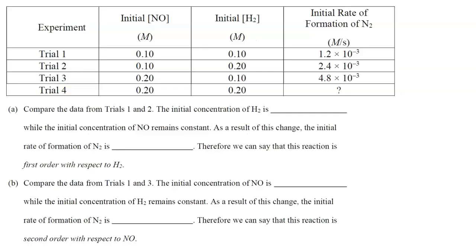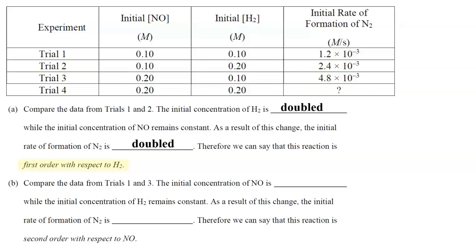This is a different reaction involving nitrogen monoxide, or NO, and hydrogen, H2. If I compare the data in trials 1 and 2, we see the initial concentration of hydrogen is doubled, while the initial concentration of nitrogen monoxide remains constant. As a result of this change, the initial rate of formation of nitrogen is also doubled. Therefore, we can say that the reaction is first order with respect to hydrogen.